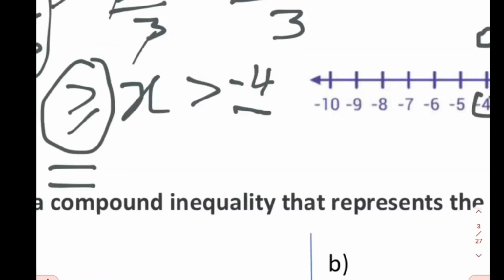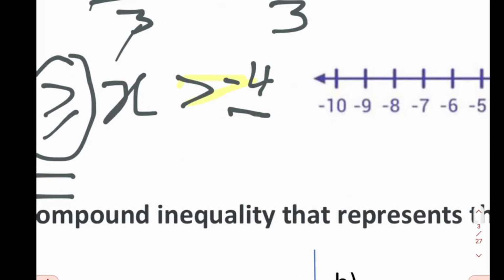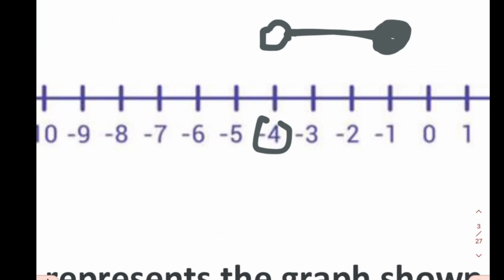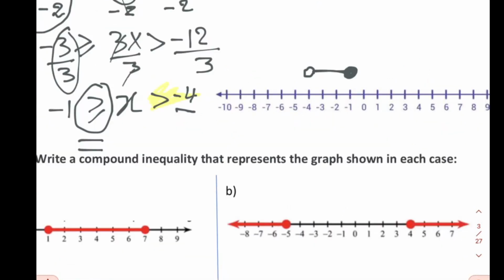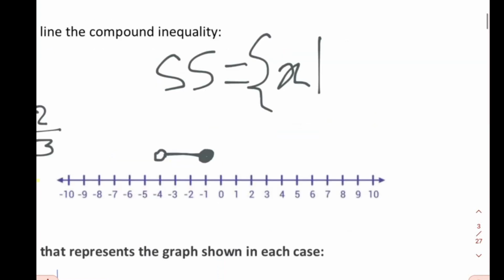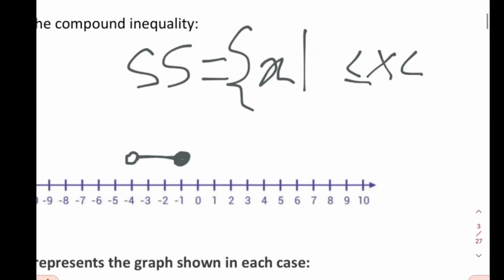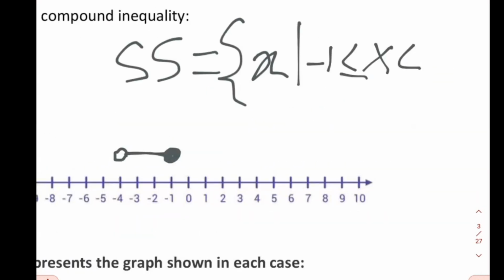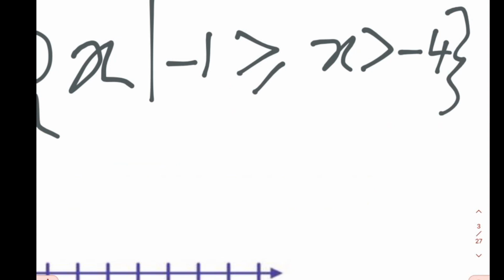At -4, there is no equal, as you can see here. So you leave the circle empty. Okay, and that's it. If they ask you to write the solution set, you write it like this. Solution set equals the values of x such that x is between -1 and -4. And that's it. Very simple.